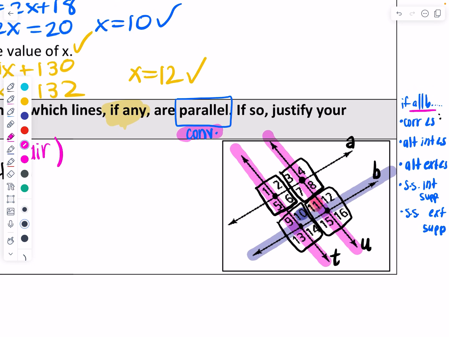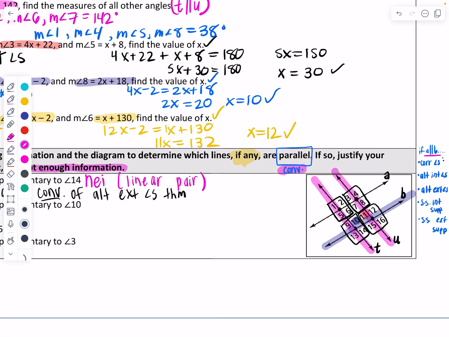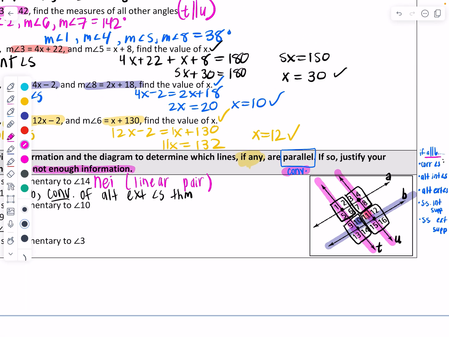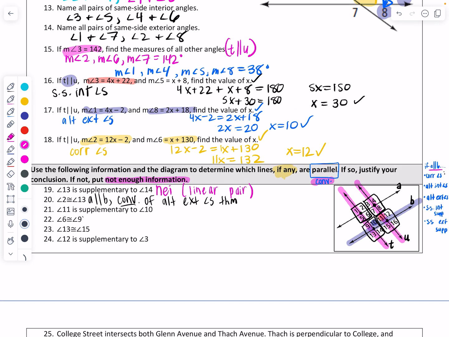So what kind of angles are those? Those are same side interior. We know that those should be supplementary. And so these lines, T and U, are going to be parallel. So T, change to pen, T is going to be parallel to U. Why? Because of the converse of same side interior angles theorem, which says that if those are supplementary, then boom, those pink lines must be parallel.